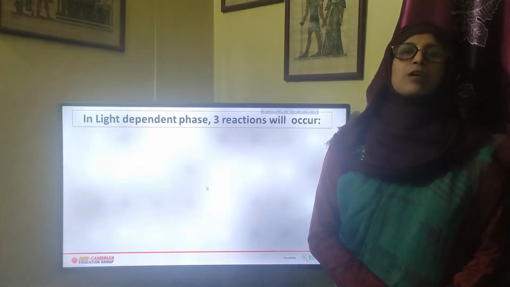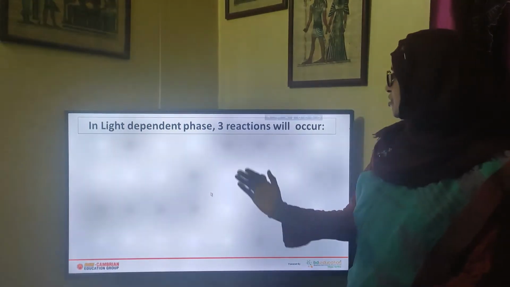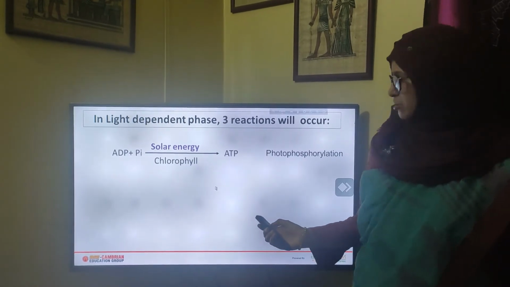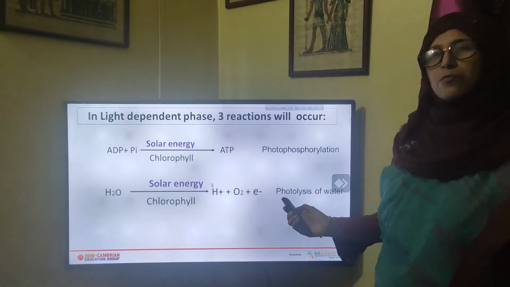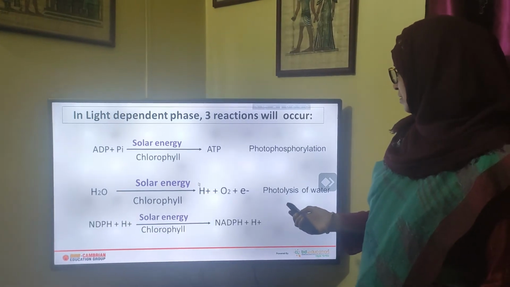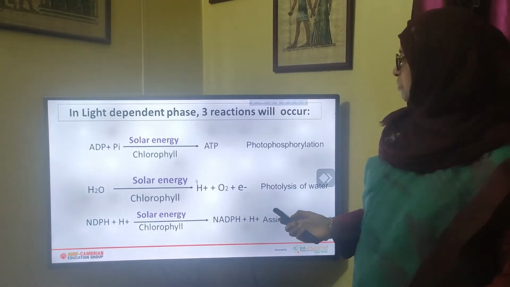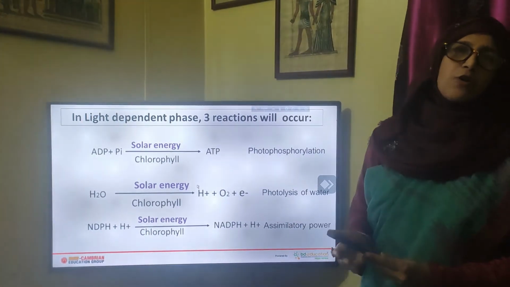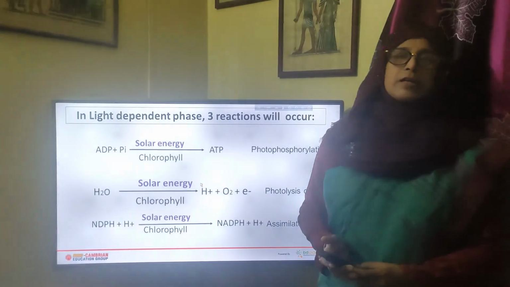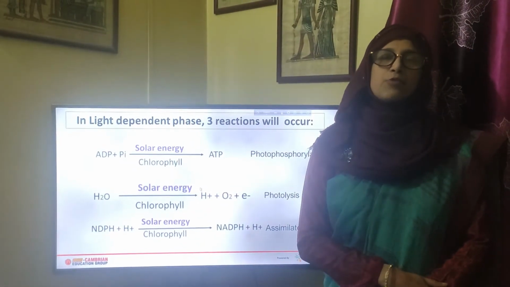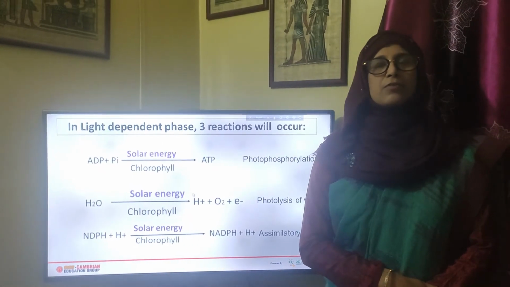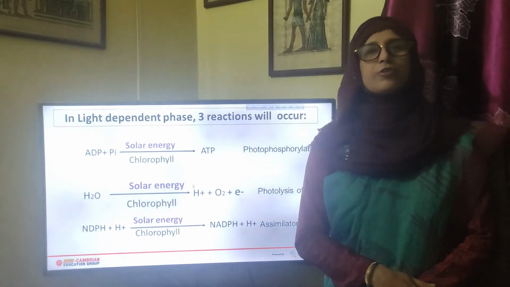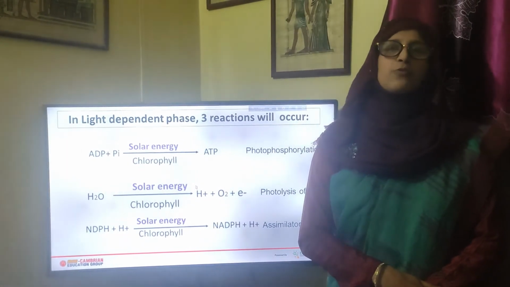Dear students, we have learned that in the light dependent phase, three reactions occur. First one, photophosphorylation. Second one, photolysis of water, and third one is assimilatory power. That means in the light phase, the products ATP and NADPH plus H2 together are known as assimilatory power. Students, please note this down in your copy and underline this in your book, because these three points are very important for your knowledge based and realization based questions.